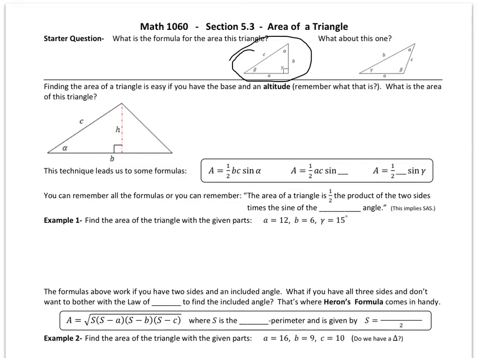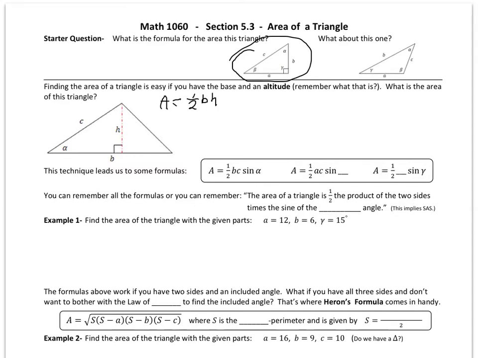So like for this one here, the area, and I'll make that a capital A, is equal to 1/2 base times height. Okay. All right. Now, if we use this technique, that can lead to some easy formulas. So how do I get this first one here? I get A is 1/2 BC sine alpha. What the heck? How do I get that?